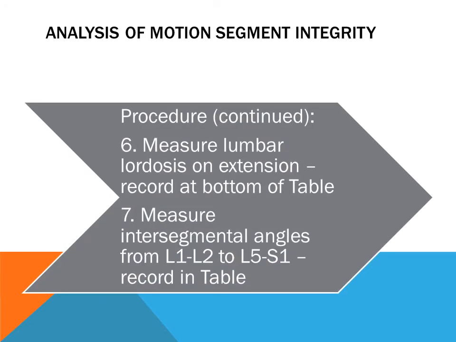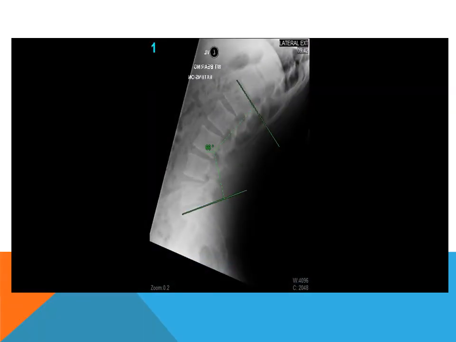Now we're going to repeat the same procedure on the lumbar extension film. We're going to measure the lumbar lordosis in extension and record it at the bottom of the table. We're going to measure the intersegmental angles from L1 to S1, and record those also in the table. So here's the lumbar extension film. I've measured the lumbar lordosis angle. That angle is 66 degrees.